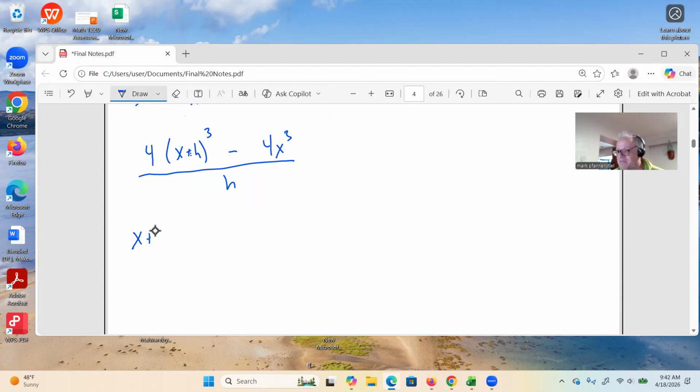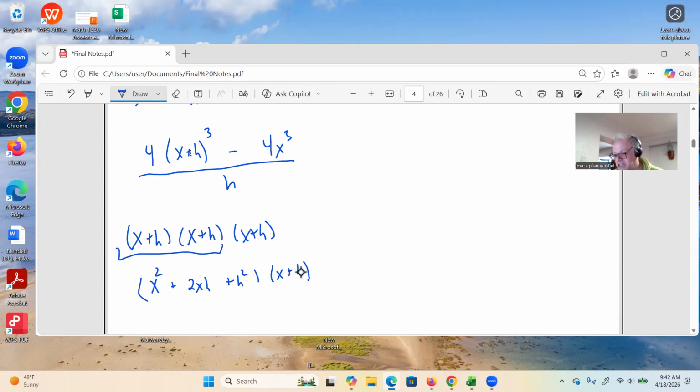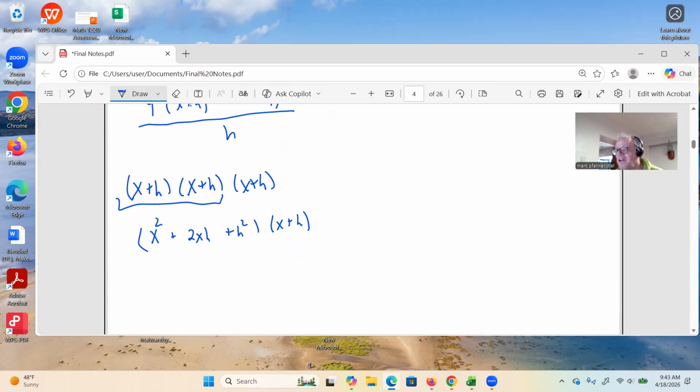So we have an x plus h times x plus h times x plus h. We're going to take them two at a time. So the first pair is x squared plus 2xh, kind of like problem number one, plus h squared. We're not done yet. We still have an x plus h here, so we have to multiply this out. This is going to be x cubed, right? X times x squared. Plus, we multiply by this piece: 2x squared h plus h squared x.